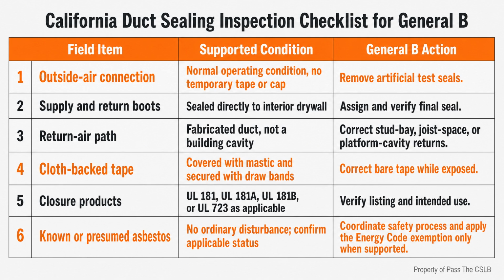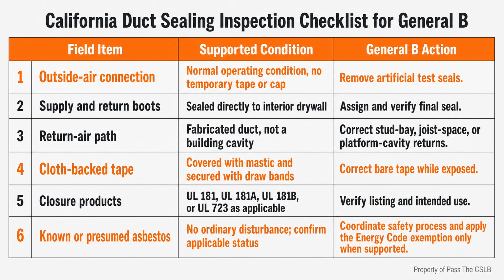The complete closure method matters more than the familiar appearance of the tape. Other tapes, mastics, and aerosol sealants must meet the applicable listed standards. The California Mechanical Code references Underwriters Laboratories 181, 181A, 181B, or 723, depending on the closure system. I do not approve a product by color, shine, or what the installer calls it. I look for the listing, the intended application, and the complete installation method.